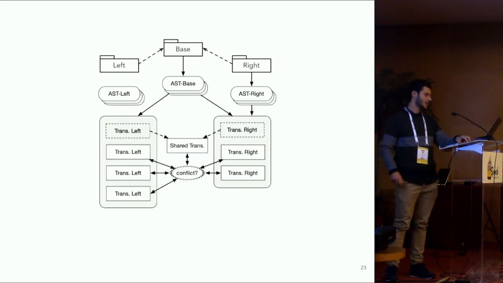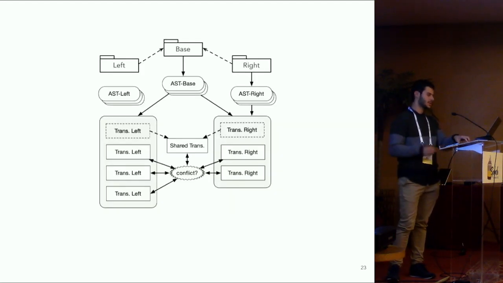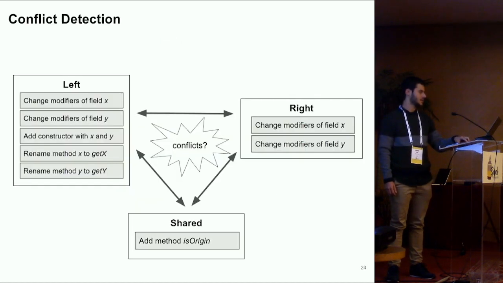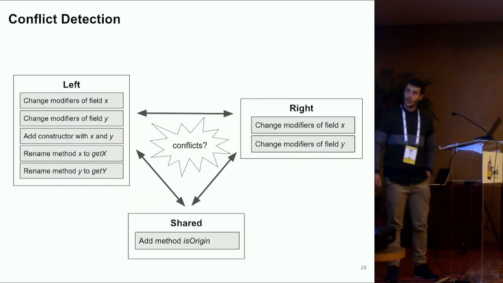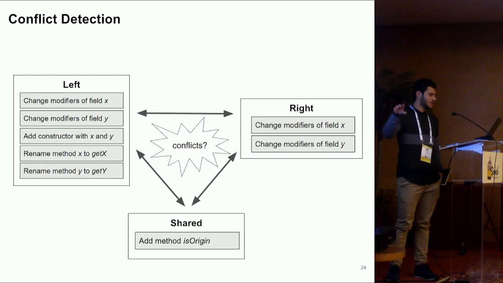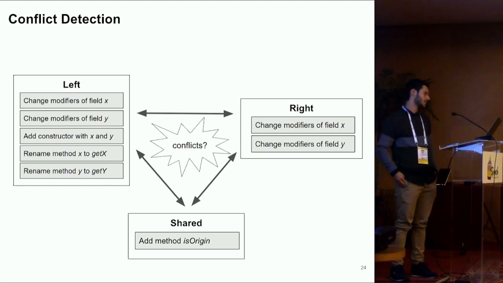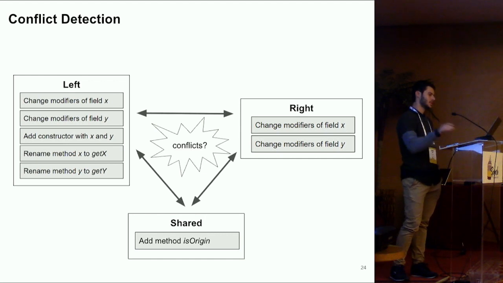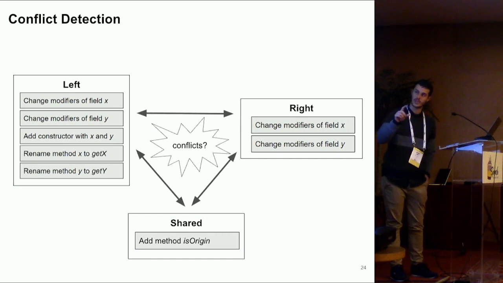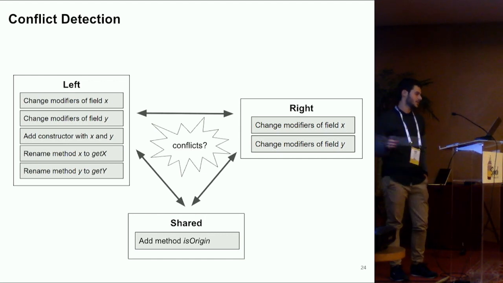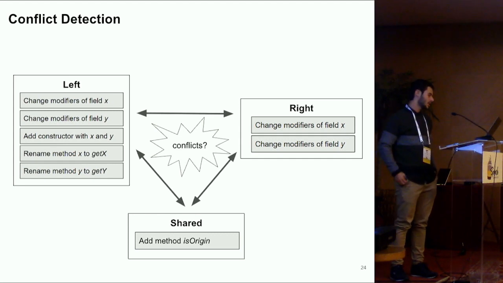After obtaining the shared transformations, we start the conflict detection phase. So having these three sets, for each transformation in each of these three sets, we check each transformation against the other transformations of the other sets.